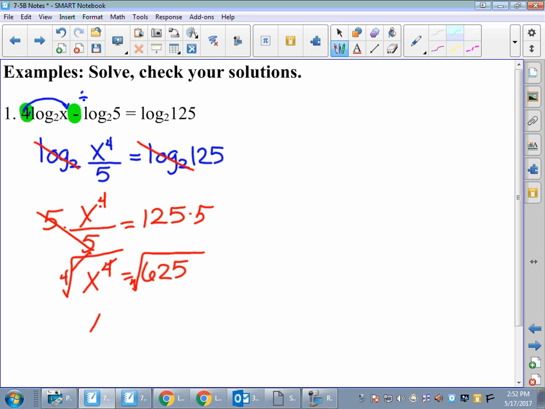And so x is equal to, when I take the fourth root of 625, it's really plus or minus 5. Can't have the negative value, so I'm actually going to just use 5. When I plug them into that variable up in there, I can't have a negative 5. So I eliminated negative 5, and my solution is 5.